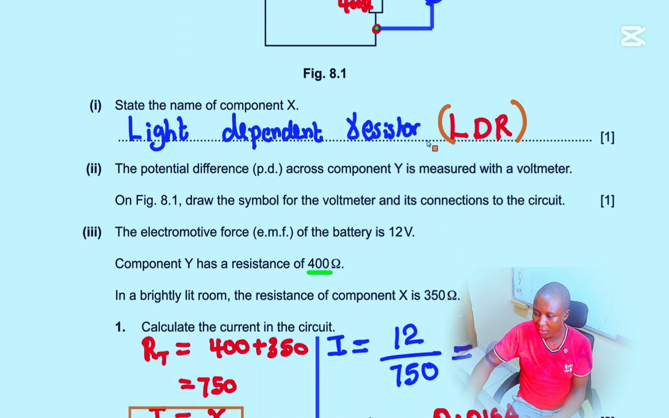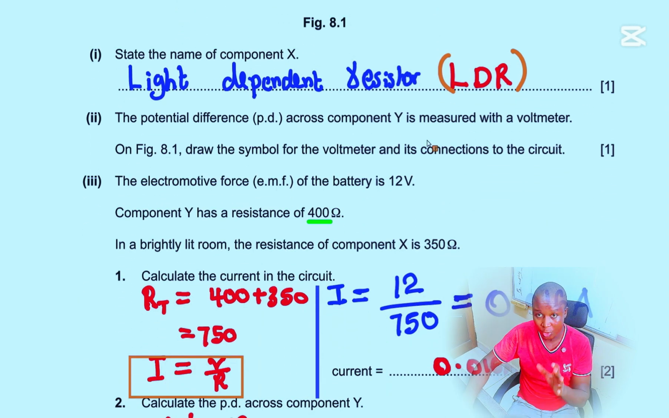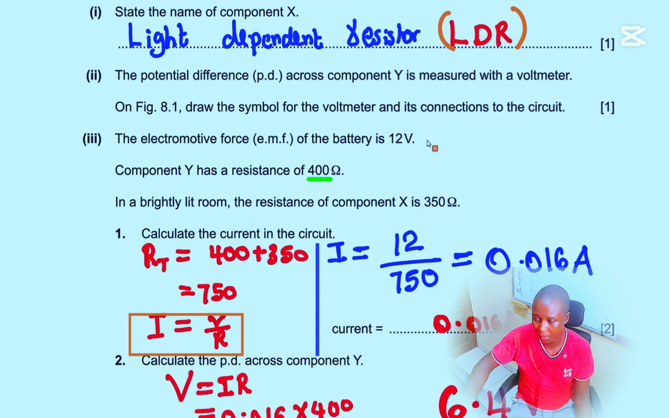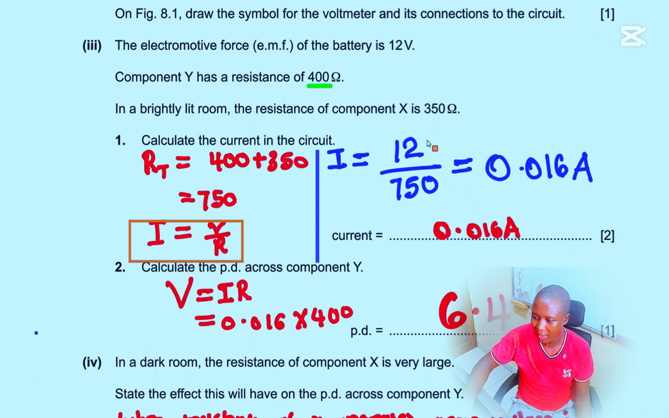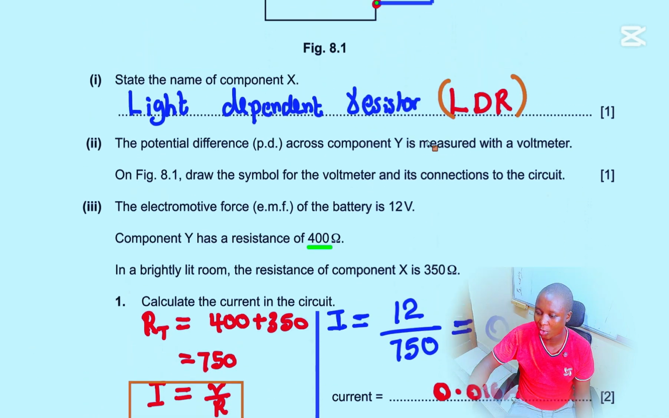The electromotive force (EMF) of the battery is 12 volts. In a brightly lit room, the resistance of component X is 350 ohms. Now calculate the current in the circuit. So for us to work out the current, first we need to find the total resistance.